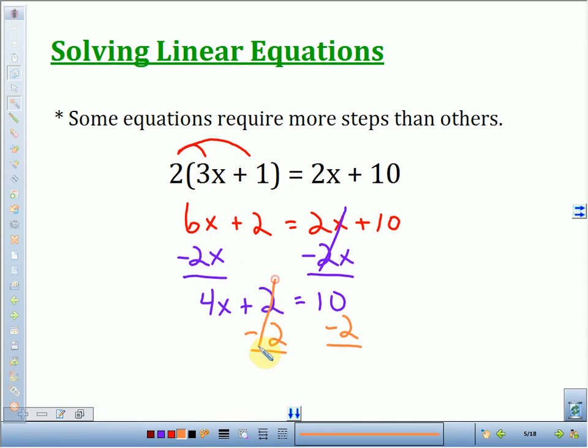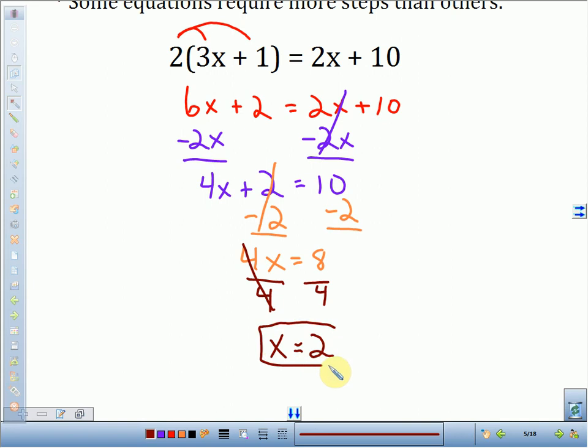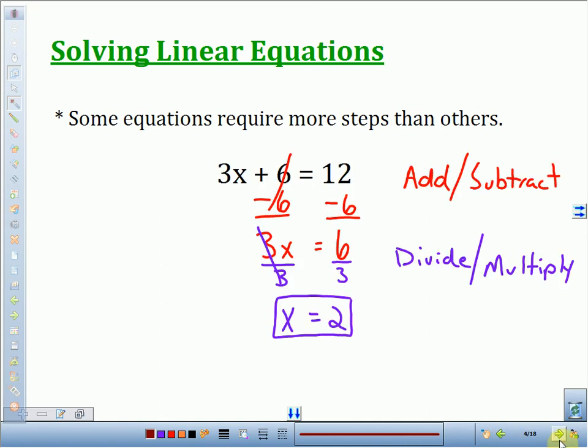On the left, 2 minus 2 cancels out, and I'm left with 4x. On the right, 10 minus 2 is 8. So I have 4x equals 8. This is a one-step equation. I have to undo the 4 times x by dividing by 4. The 4's cancel, as we've seen before, and x equals 8 divided by 4, which is 2. And again, this equation happens to be equivalent with the other two because x equals 2 in all of them.